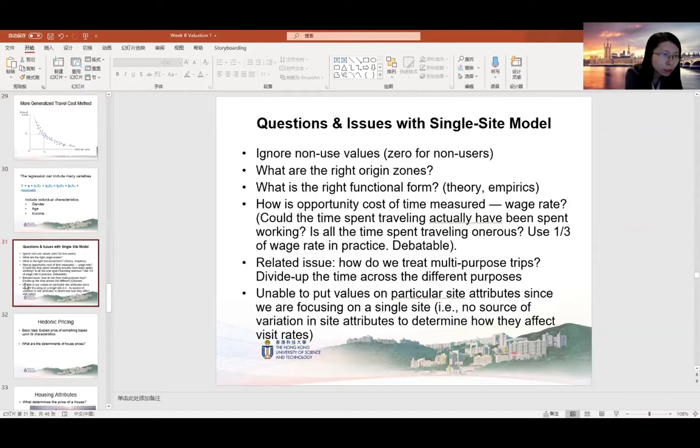There are other points. So what are the right origin zones? How far away do we need to draw these origin zones to apply this more generalized travel cost method? What is the right functional form? How is the opportunity cost of time measured? How would you calculate the opportunity cost of time? How much would one hour be worth to you?